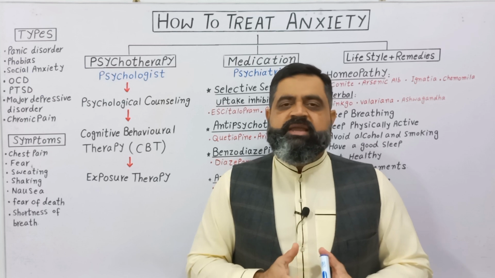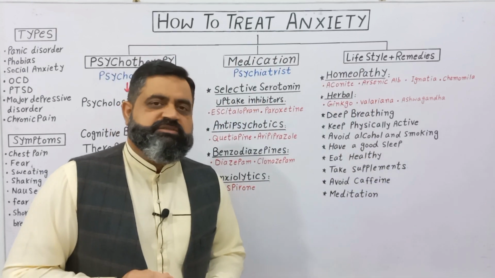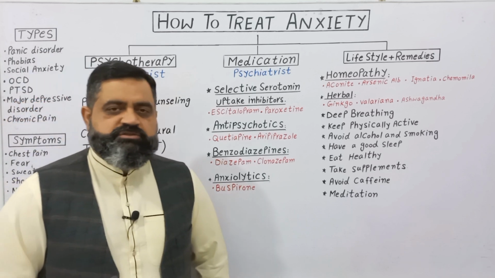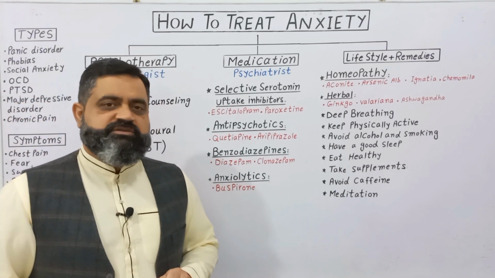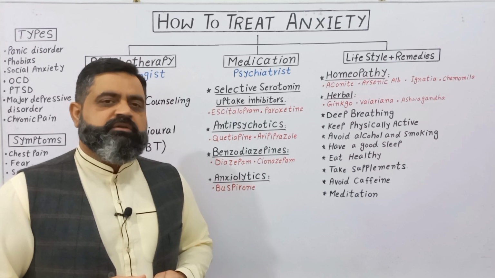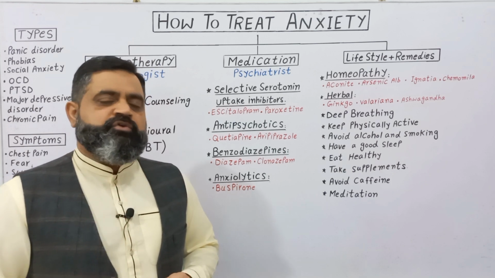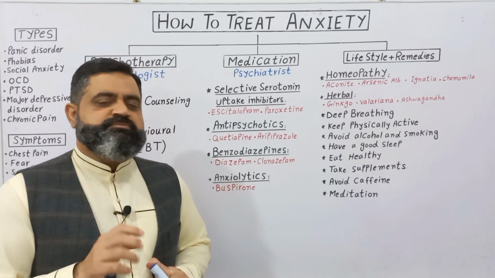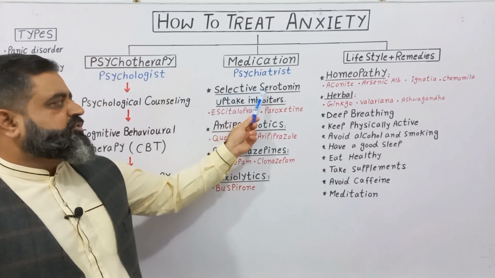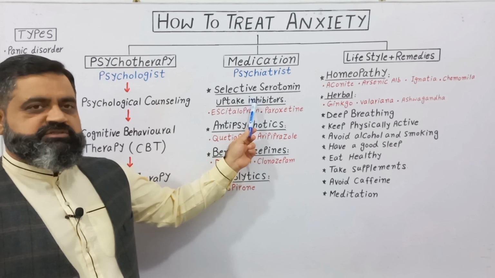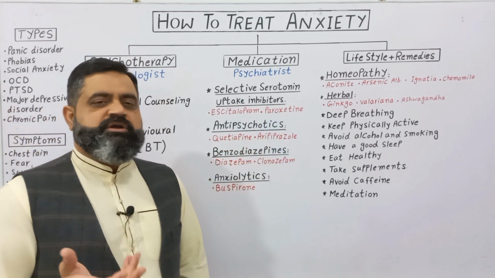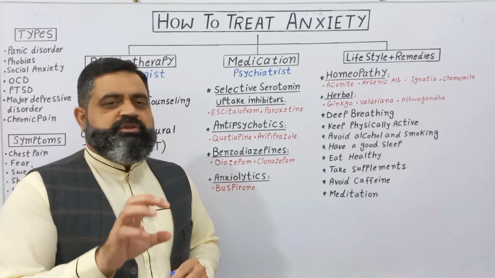Then we have to go to another doctor, known as a psychiatrist, for medication. Psychiatrists are specialized doctors who use certain medicines to treat anxiety. There are different groups of medications available to help in the treatment of anxiety, but these medications should always be used under the supervision of a good psychiatrist. Number one, selective serotonin uptake inhibitors. This is a group of medications which include salts like escitalopram and paroxetine. These salts are administered by mouth in the form of tablets to control the symptoms of anxiety.